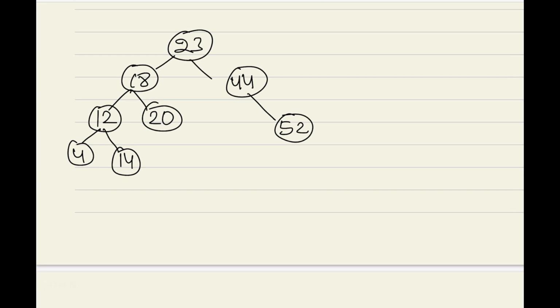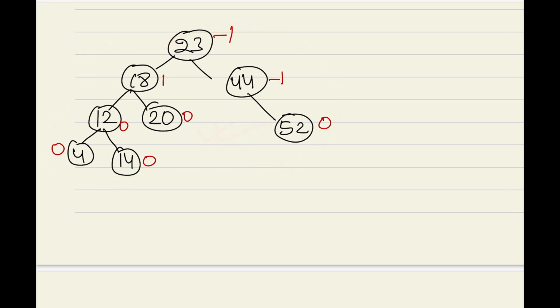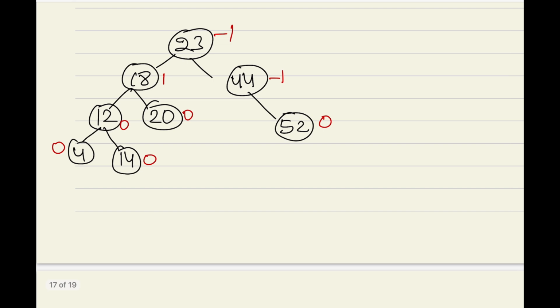So the balance factor of this one is 0, this one is -1, this one is 0, 0, 0, 0, this one is 1, so it is -1. So here the balance factors are 1, -1 and 0. So it is an AVL tree. Now we want to insert 16 here in this AVL tree. So if we want to insert 16, where will 16 be inserted?